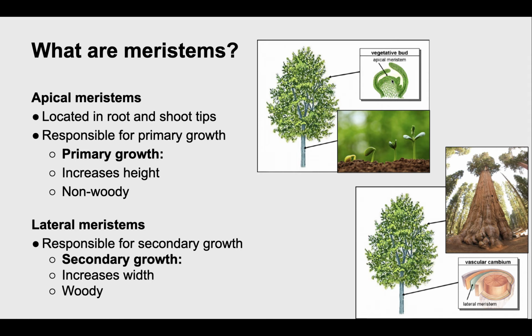The very tip of a new root is going to be an area where the cells are actively dividing, creating new root cells. That would be an apical meristem as well. Now they're responsible for primary growth. So when I talk about primary growth, I am talking about growth that's going to increase our height. So that's an easy way to think of it.